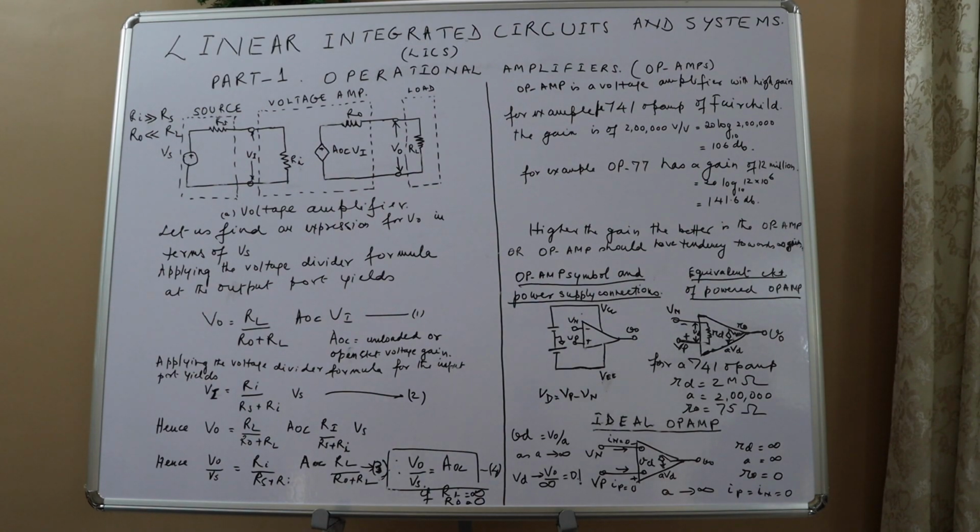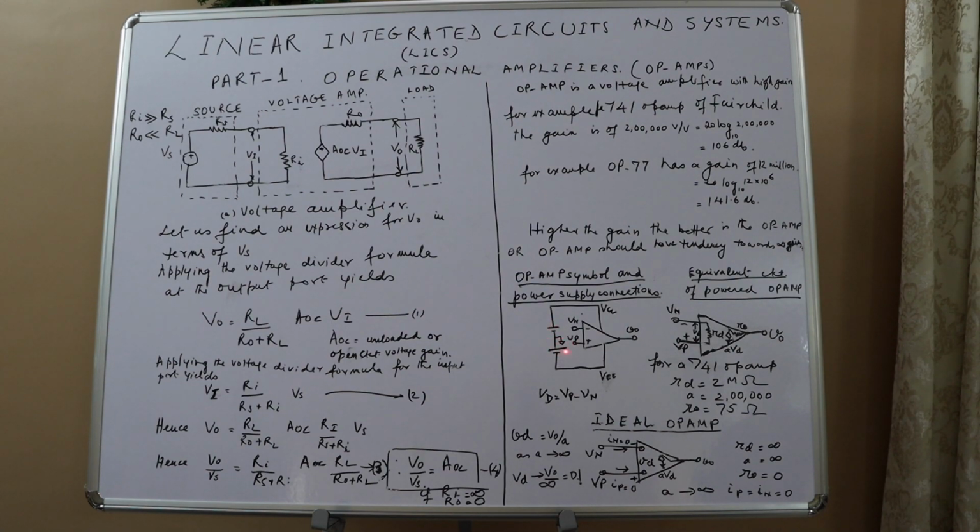Now we'll see the op-amp symbol and power supply connections. This is the op-amp. The arrowhead signifies signal going from the inputs to the output. Now, an op-amp has two supplies, VCC and VEE. VCC is this and VEE is this, positive and negative.